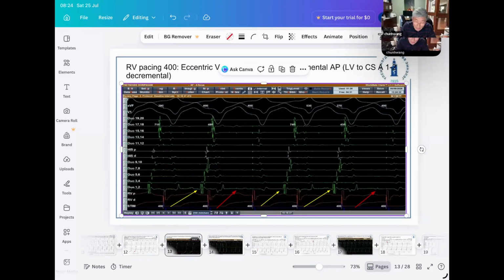Hang on a second. When you ask a question, you need to think carefully. A Mahaim pathway only conducts anterogradely, it does not conduct retrogradely. So your question may be, is this something like a PJRT or something like that, which is not pre-excited, but conducts only retrogradely and decrementally? I don't know whether this is a PJRT type of pathway or not. We have not proved any other evidence of that.